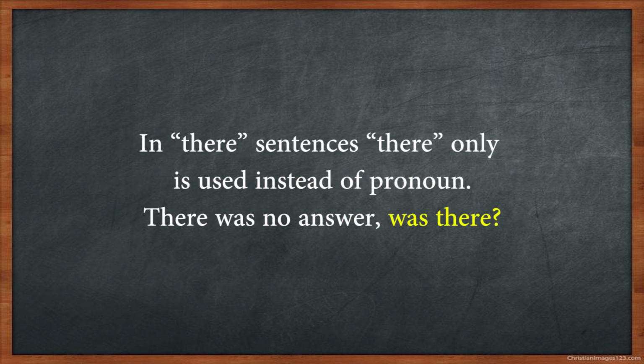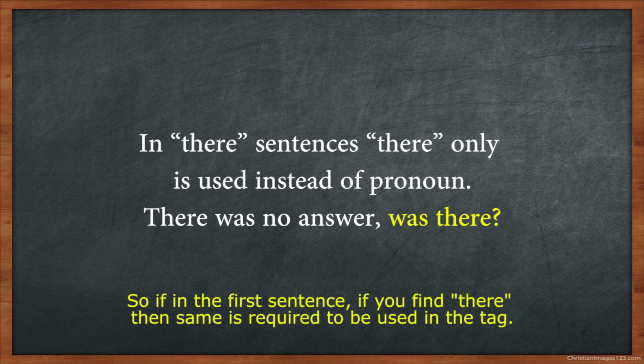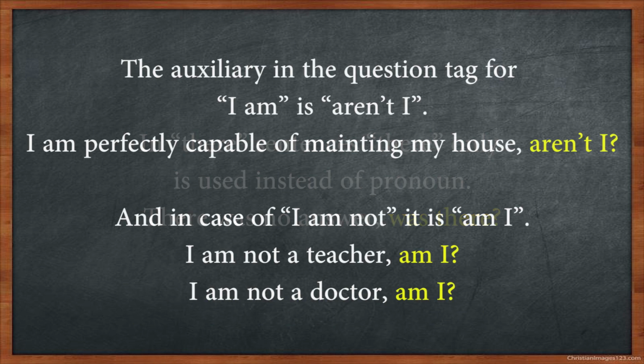Next one is in there sentences, THERE. There only is used instead of a pronoun. This is a very important rule. There was no answer. Was there? So if in the first sentence you find there, the same is required to be used in the tag. Next is the auxiliary in the question tag for I am, which is aren't I.